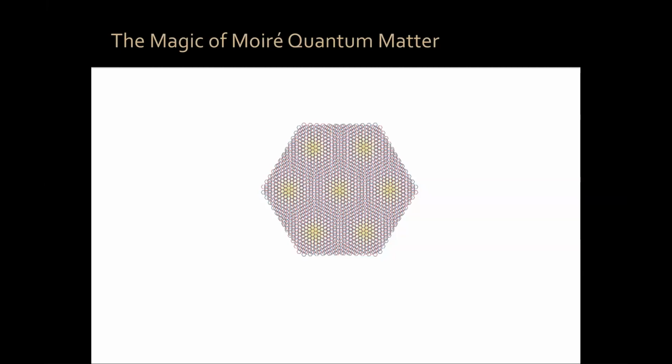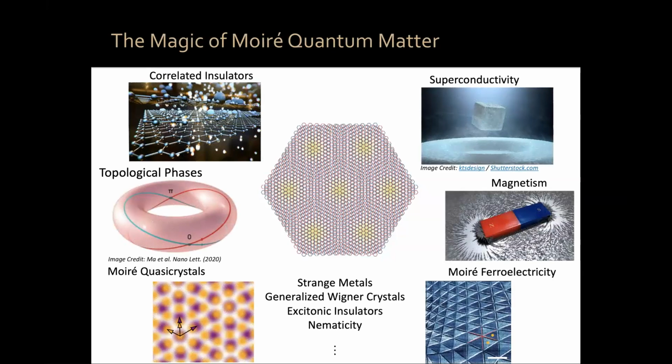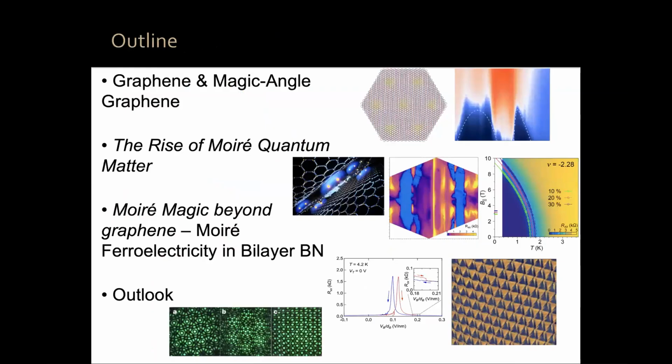Okay, and in the span of just the last 5 years, we have been able to realize almost all phases of matter that we know, from correlated insulators to various exotic superconductors, many topological phases, magnetism, quasi-crystals, ferroelectricity, strange metals, generalized Wigner crystals, photonic insulators, nematic systems, and the list keeps going. Every month or two, we get one more exotic state of matter that gets realized, often in a very unconventional way. So this is something that has exploded exponentially, both theoretically and experimentally.